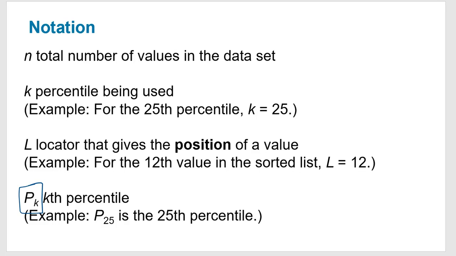P sub 25 is the 25th percentile. You can just use K as your percentile. So you can just say K equals 25. If you say K equals 25, that is exactly the same thing as saying P sub 25. Those are exactly the same thing, just different ways to represent it. And different textbooks will use different things.